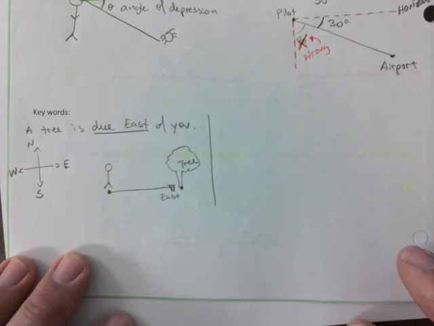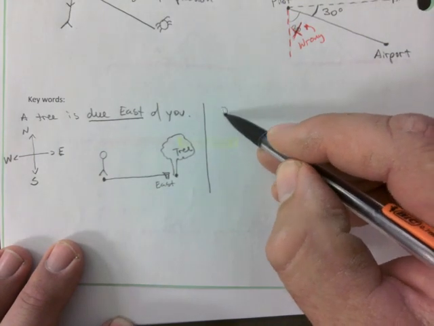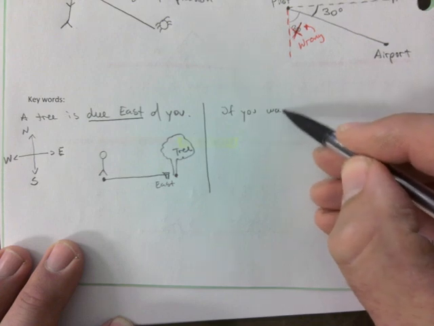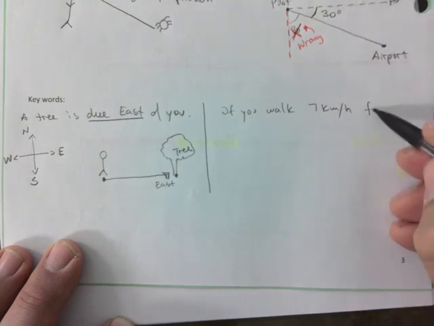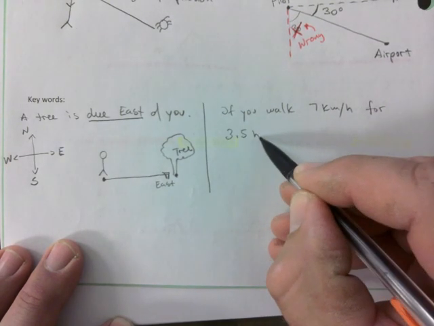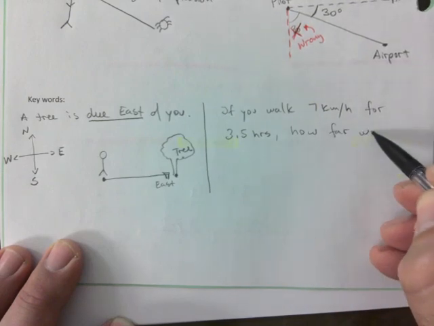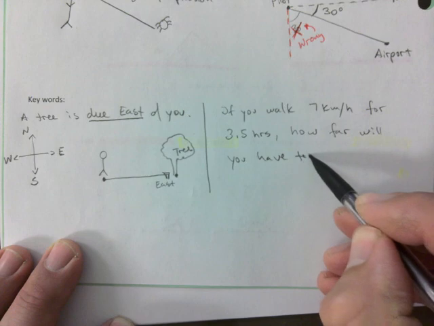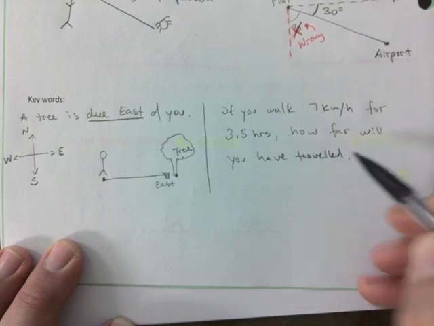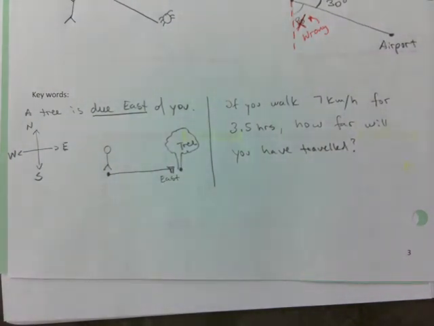Guys, this is going to come up, and I don't want you to be stuck with this. If you walk 7 kilometers per hour for 3.5 hours, how far will you have traveled? It's a straightforward question, by the way. If you walk 7 kilometers per hour for 3.5 hours, how far will you have walked?